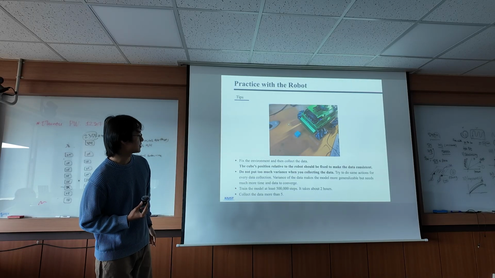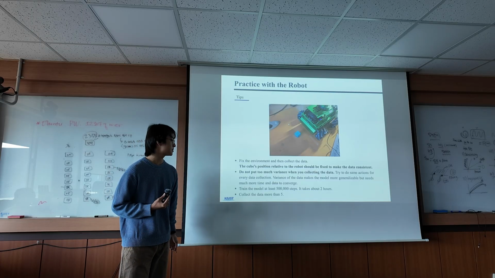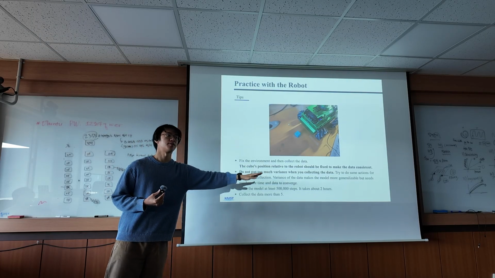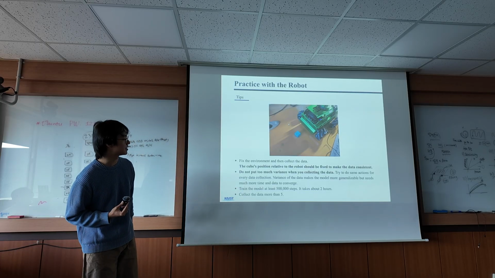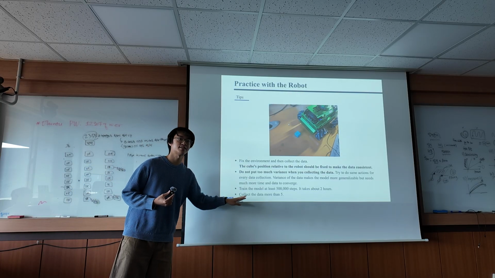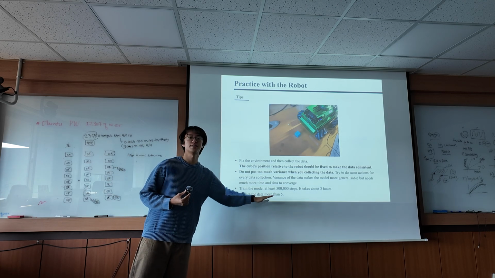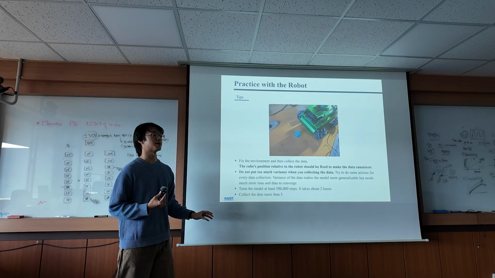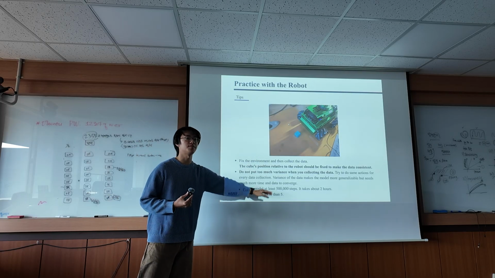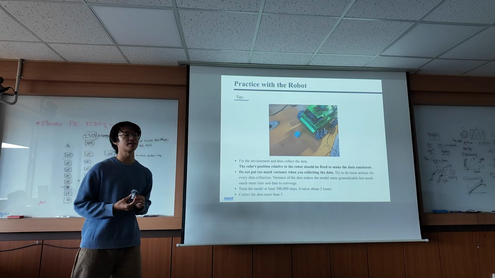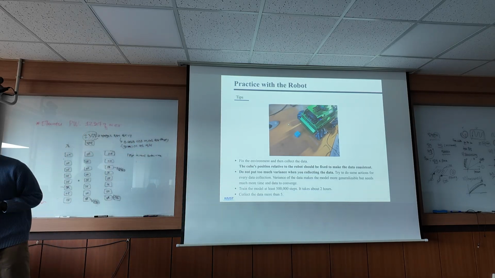Train the model at least 500,000 steps. It takes about 2 hours in Colab. So take care of the time, and collect the data more than 5 times. In practice, we would need more than 5, but for now, when we collect consistent data, 5 is enough, but the more data, the more likely the policy is to converge.